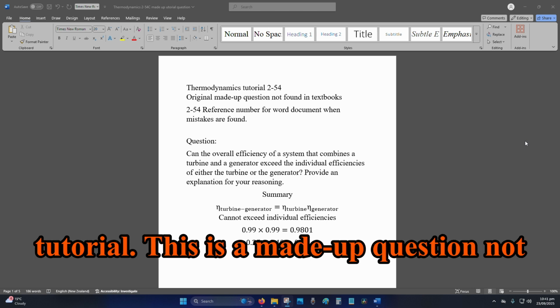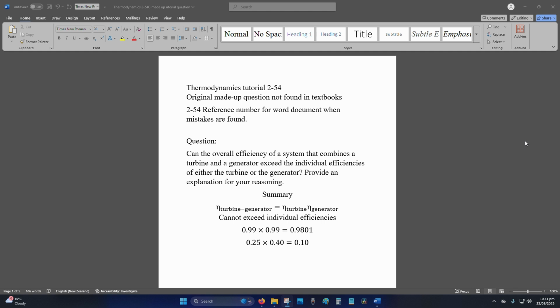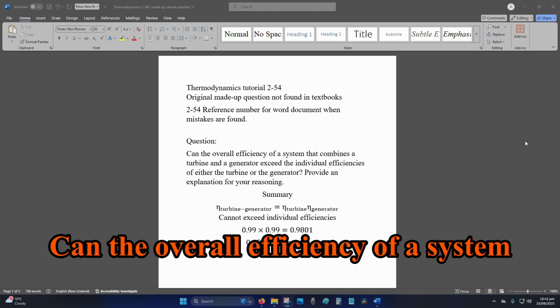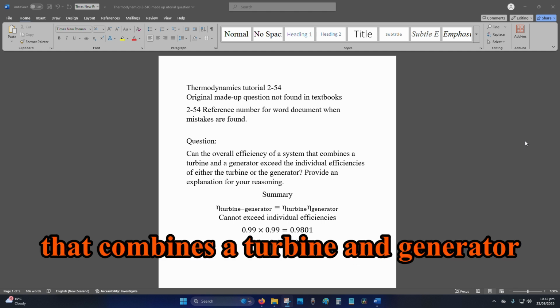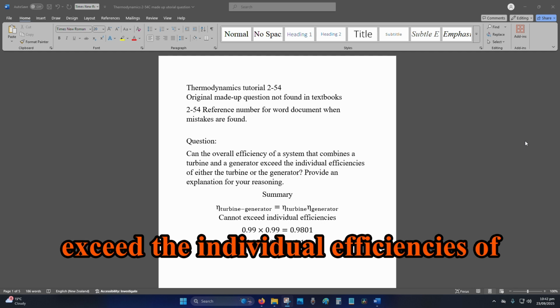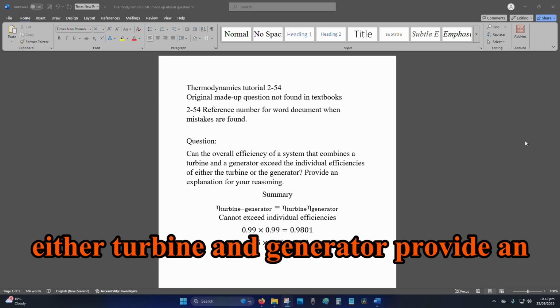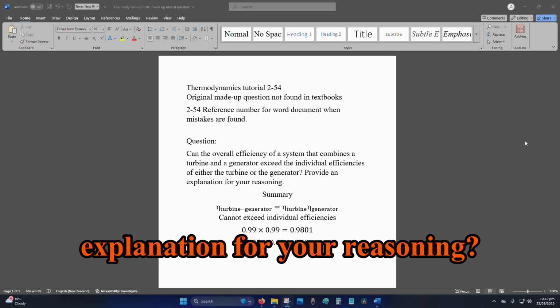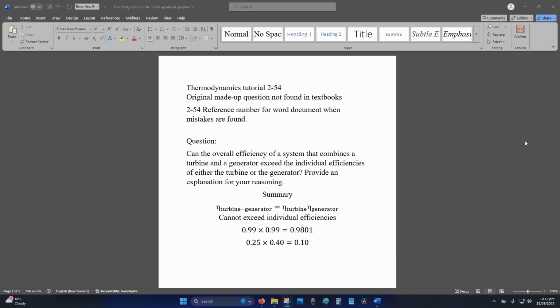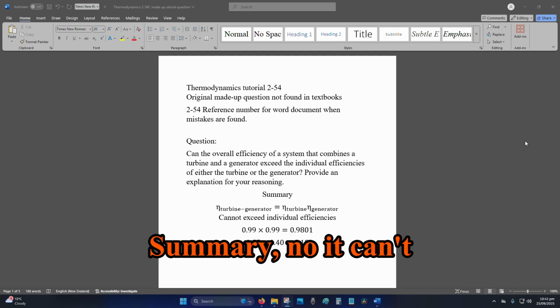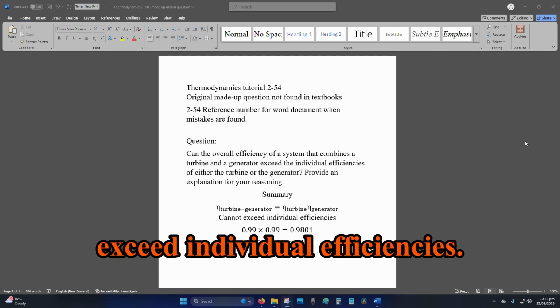This is a made-up question not found in your textbooks. Can the overall efficiency of a system that combines a turbine and generator exceed the individual efficiencies of either turbine and generator? Provide an explanation for your reasoning. Summary: no, it can't exceed individual efficiencies.